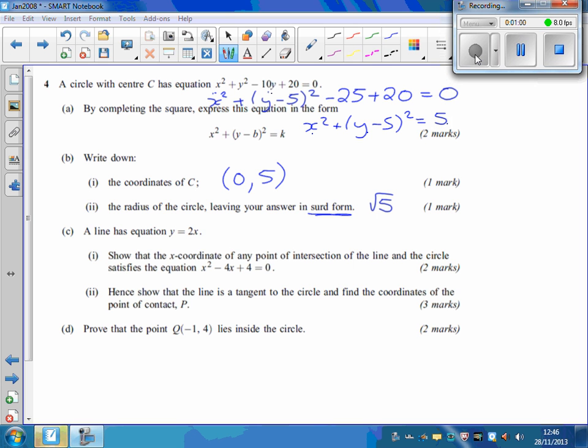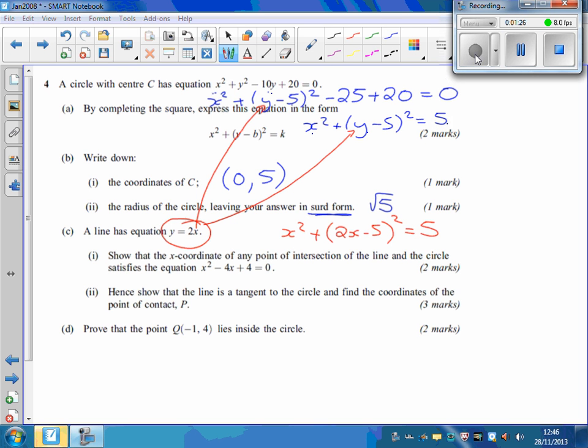We're now trying to do, as usual, find out where this meets a line. So we've got y equals 2x. Instead of writing y up here, I'm going to write 2x in there. So my next line is going to be x squared plus, not y, but 2x minus 5 all squared, and I'm going to write equals 5.